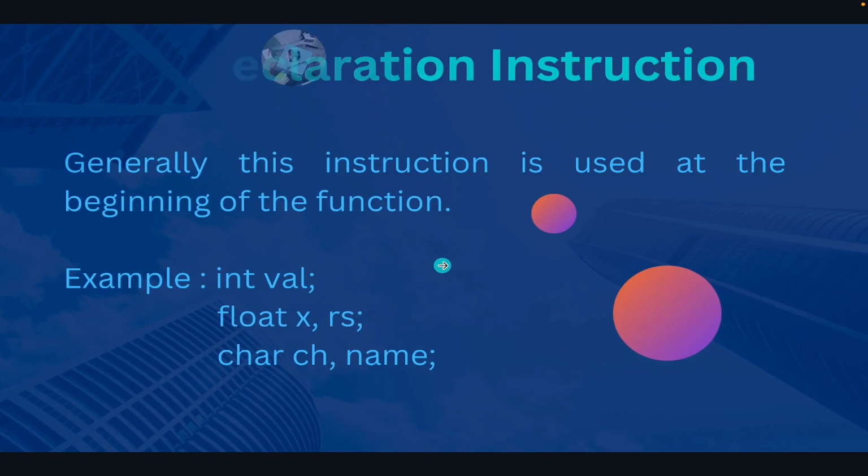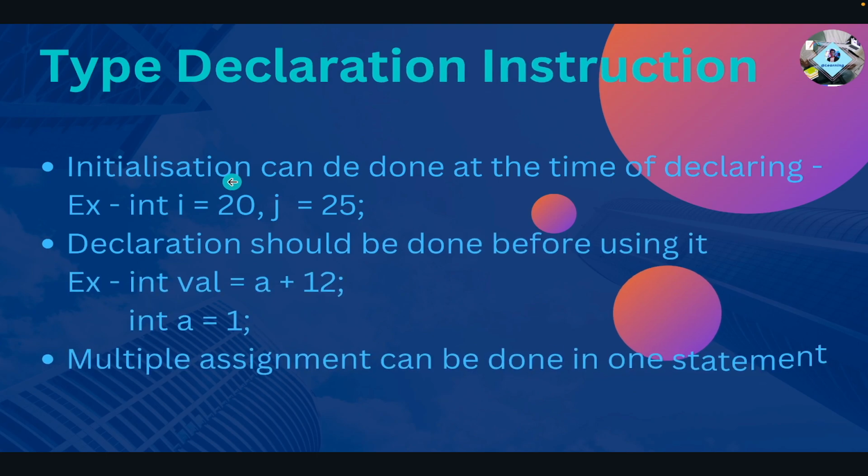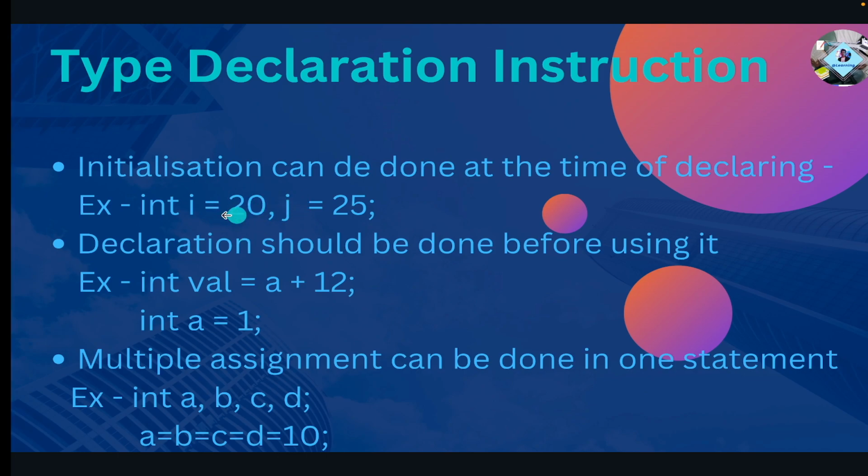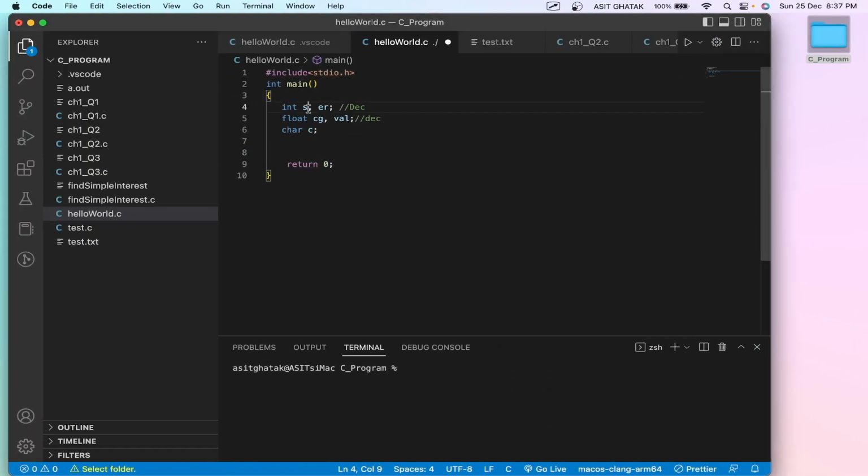Then initialization can be done at the time of declaring. So when we are declaring any variable, at that time we can also initialize it, right? What it is saying is that we have declared this variable s here, so we can declare it here, and we can initialize it also here, s equal to 0 or s equal to 12, this type of thing, okay. And we can also give a value here, or we can give 0.